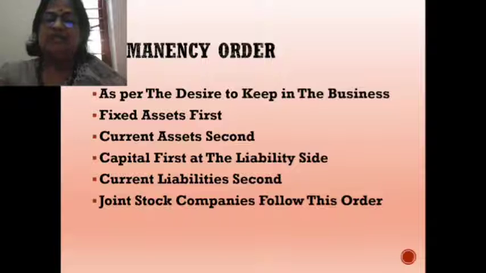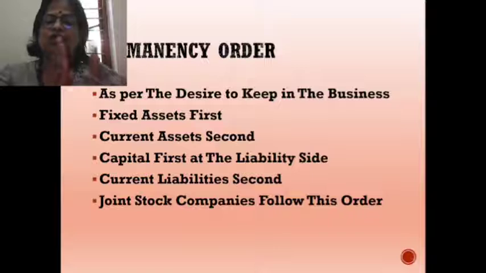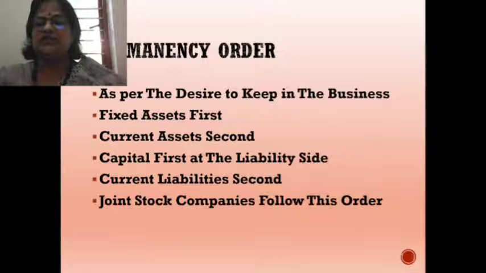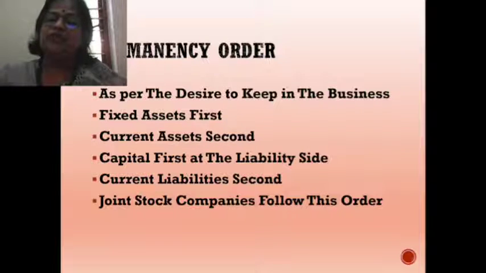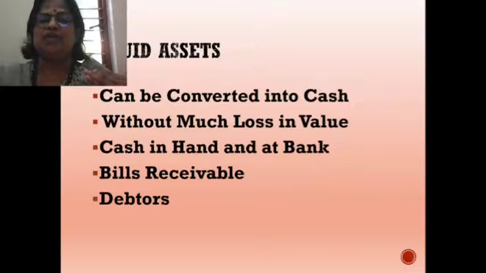Then, if you see the liability side, capital we are keeping. We have no plan to pay off the capital. So capital will come first on the liability side and current liabilities will follow second. You have to remember that joint stock companies follow permanency order for presenting their balance sheet. So when I am explaining the problems also, I follow the permanency order, because that is the most followed method of marshalling items in the balance sheet.